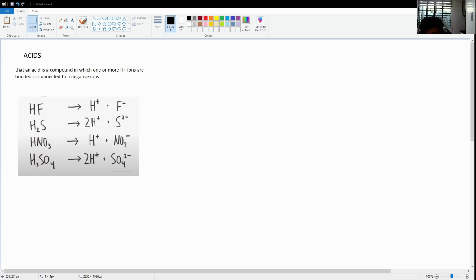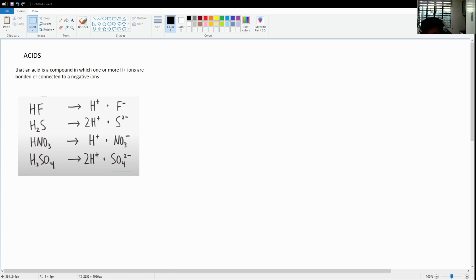Some of these negative ions are individual elements like F minus and S2 minus. Other ones are a group of elements that together have a charge. These are polyatomic ions like this one and this one. Now just like any ionic formula, the positive charge and the negative charge have to balance out. That means that the charge from the H plus must equal the charge from whatever the negative ion is.